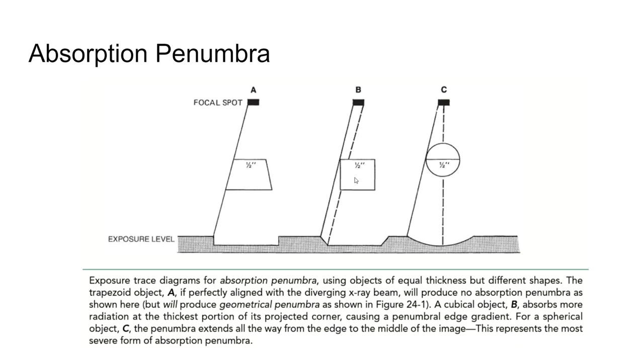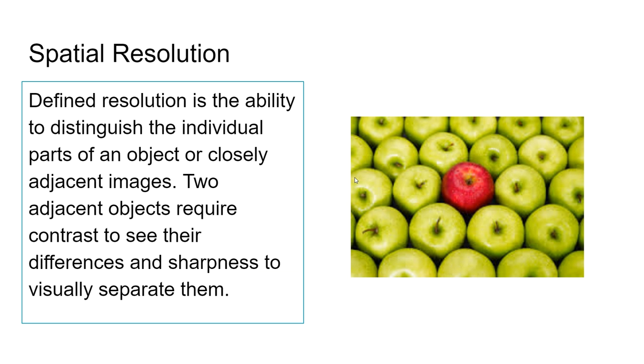We're okay on this? All right. So spatial resolution is the ability to distinguish objects, really, that are in close proximity to each other. I like to say that a lot. I also like to say, when it comes to spatial resolution, the ability to resolve an object.